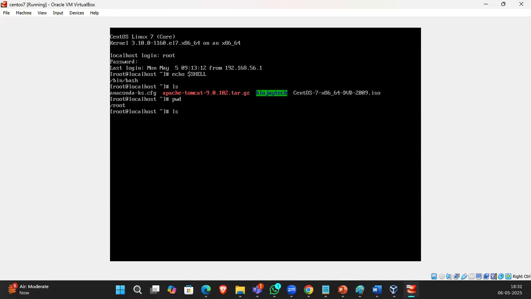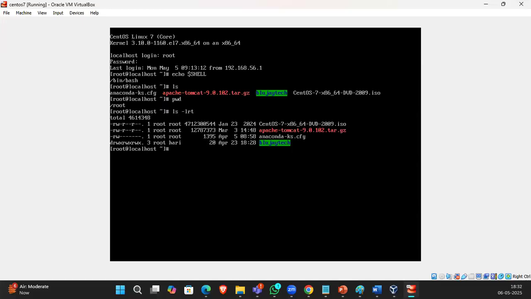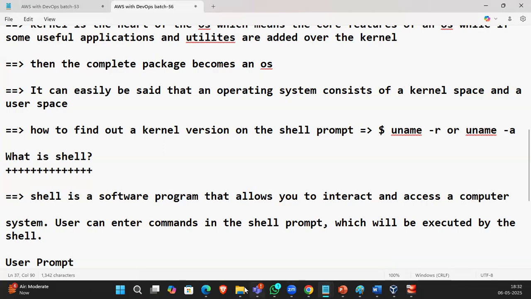Okay, so ls -lrt. Right, these are the commands. These commands will be executed in the shell prompt only. So user can enter commands in the shell prompt, which will be executed by the shell. Who executes the command? The shell executes the command.